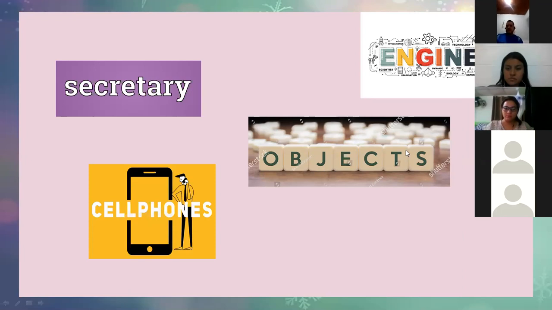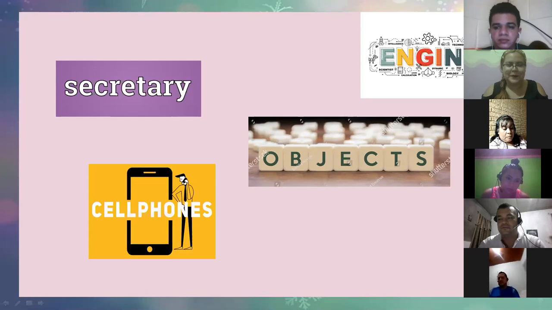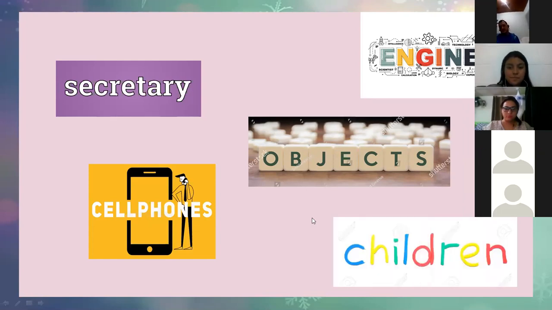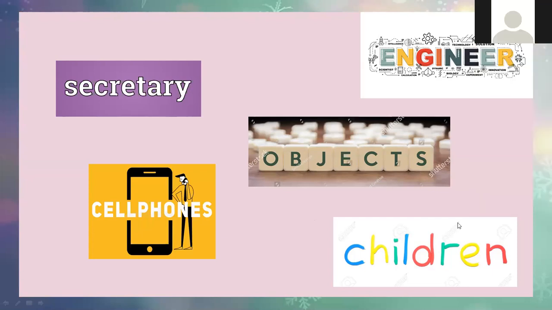C-E-L-L-P-H-O-N-E-S. That's right. Very good. Thank you, Rosa. And the last one is for Irene. Irene, how do you spell the word children? C-H-E-L-D-R-E-N. Children.